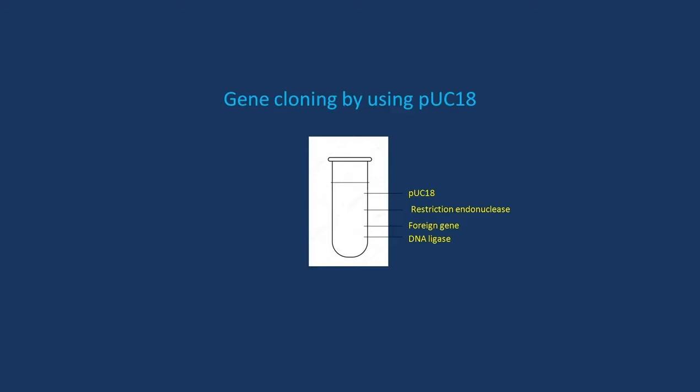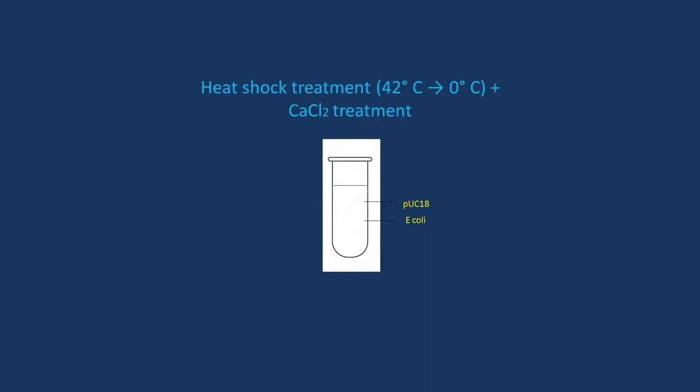Those two types of pUC18 are incubated with E. coli. In order to make the membrane of E. coli permeable to pUC18, we give E. coli a heat shock treatment in which we heat E. coli to 42 degrees centigrade and suddenly cool it to 0 degrees centigrade. We also give a calcium chloride treatment. Calcium ions increase the permeability of the membrane. So what happens here is that E. coli cells take up pUC18, but only some cells will take up pUC18, others will not.